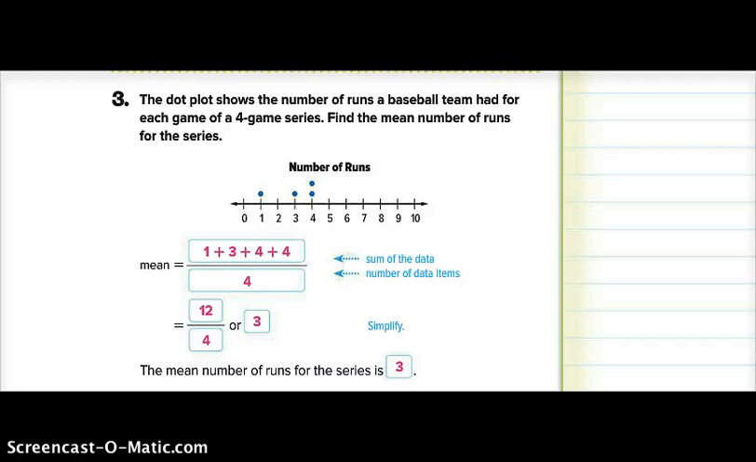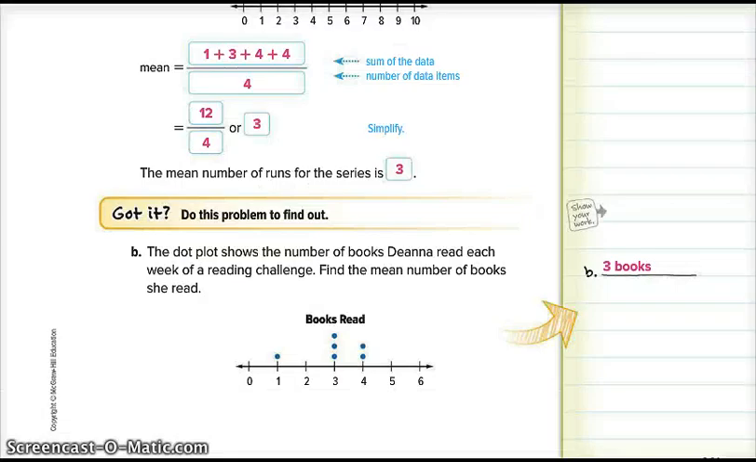If we go ahead and keep moving down to the Got It Part B, go ahead and do the same thing for the Got It section in Part B. Once again, you'll see that the dot plot is showing the number of books read. So Deanna read an average or a mean number of 3 books overall or for her total. So we have 1 book, 3, 3, 3, 4, 4. So we're taking a look at all of these books that she read each week, and then we're finding the average of that, which would be 3.